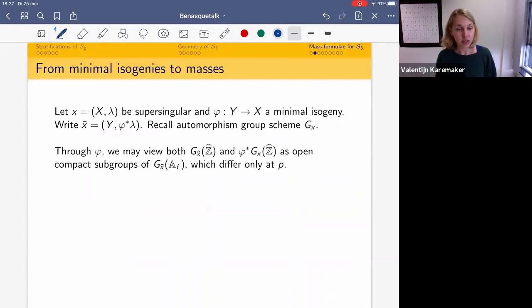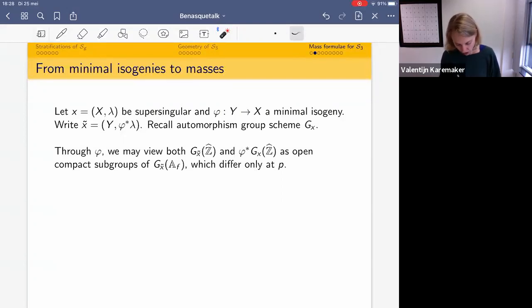So here's how we're going to use the minimal isogenies that we just constructed. Start with any supersingular variety X and let phi be the minimal isogeny to X. Then we can write X tilde as Y with the pullback polarization. And we have this automorphism group scheme G_x for any point x. But now using the minimal isogeny, we can view both G_x tilde and G_x as open compact subgroups of the same adelic group. And moreover, they differ only at p. So at all other primes, they are the same. And we really only care about what happens at p.